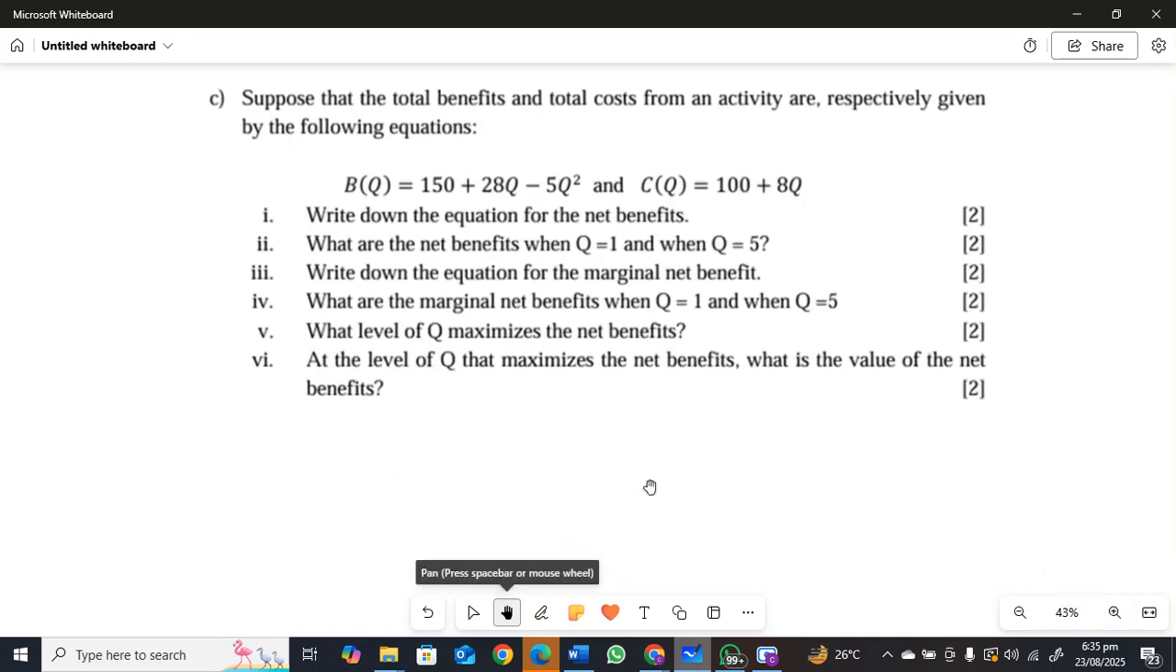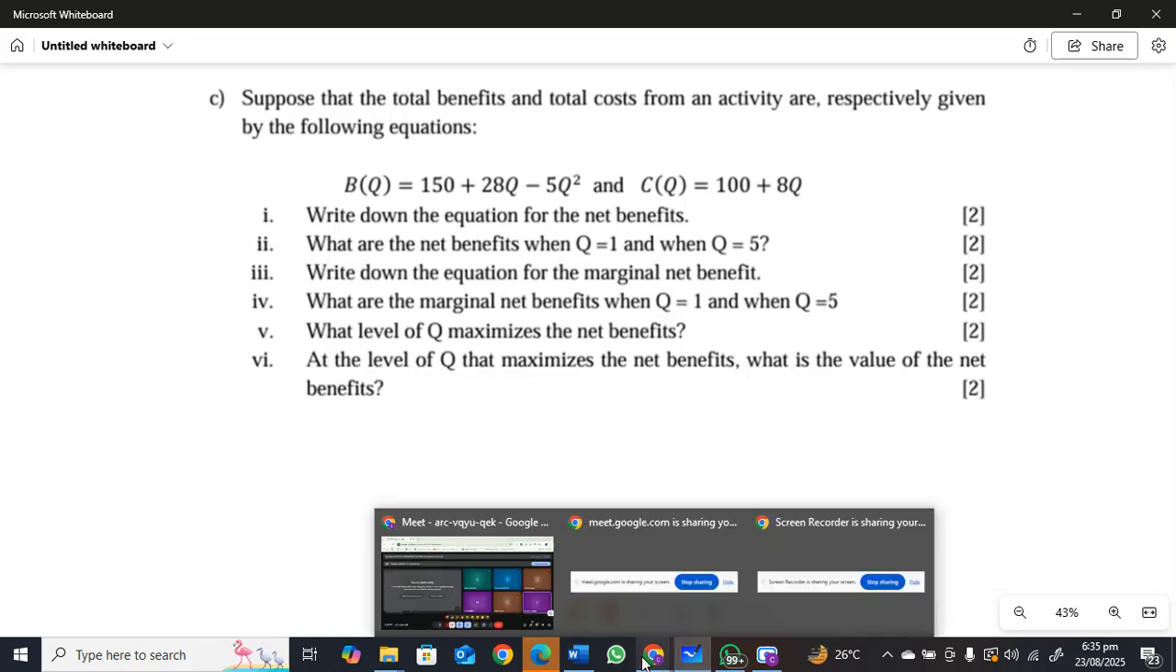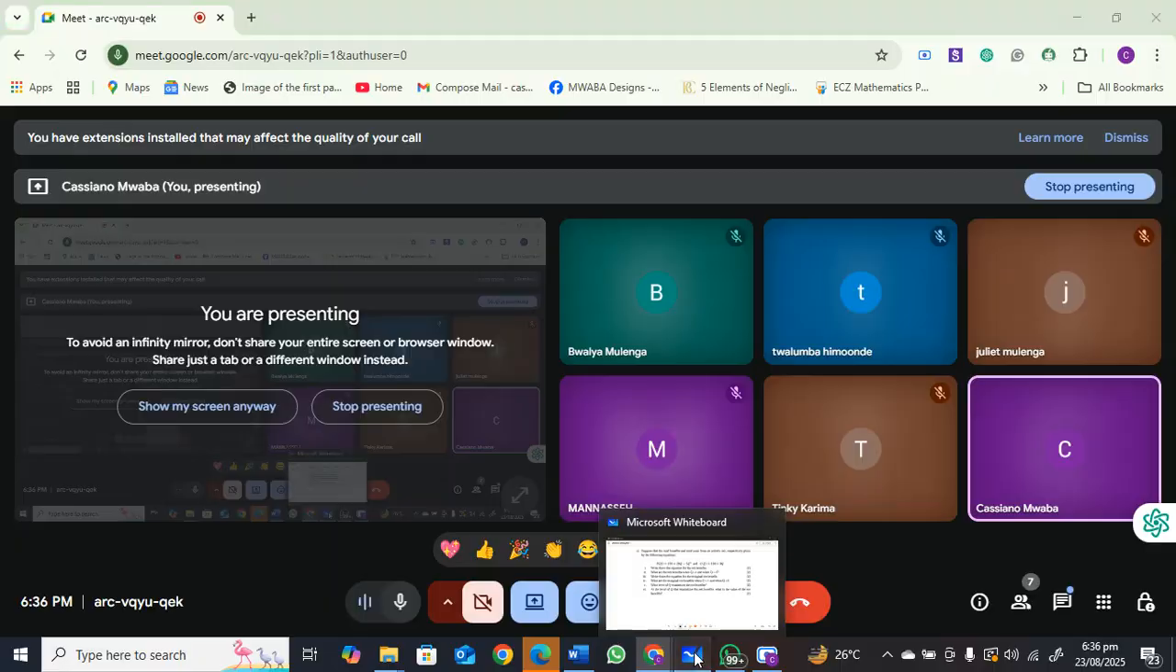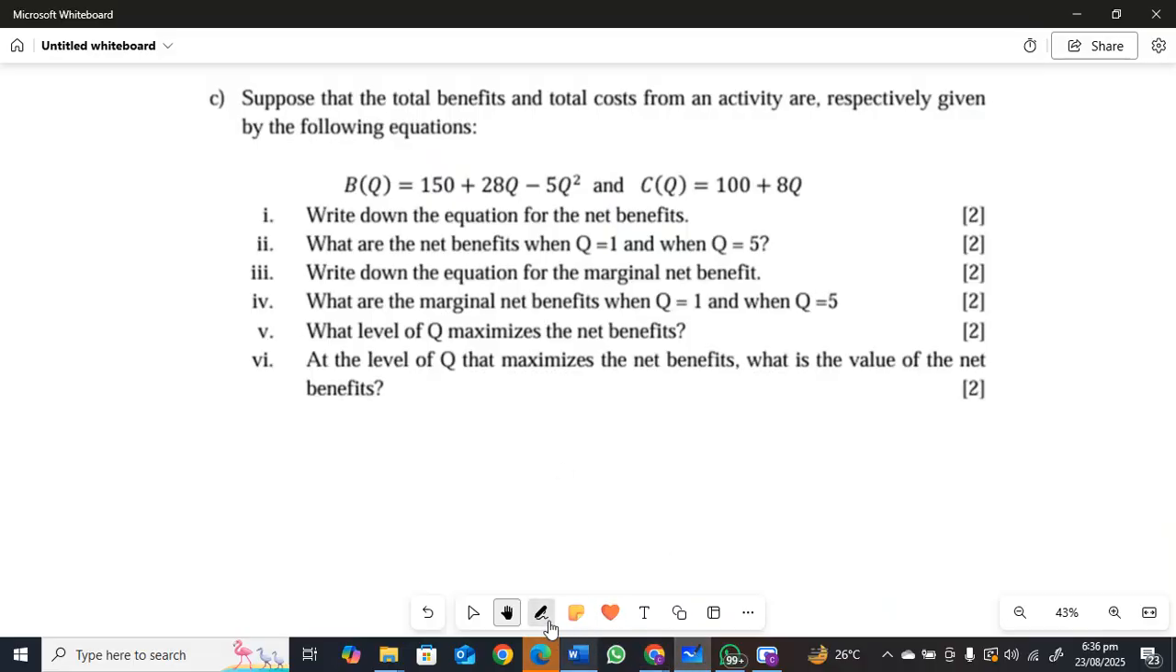So let's also have papers and pens because, as I said, the mathematics part of this course is very involving. So don't just watch through and then tell yourself, no, I've understood. No, get a paper and pen and let's calculate together, because that's going to benefit you.